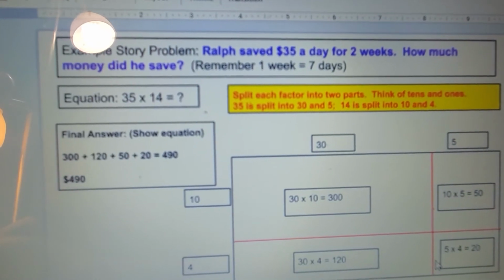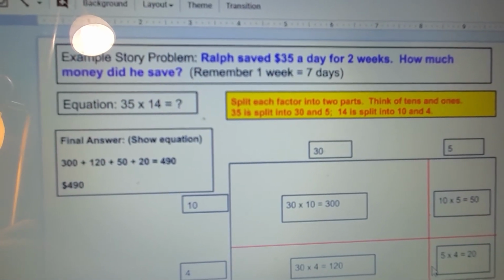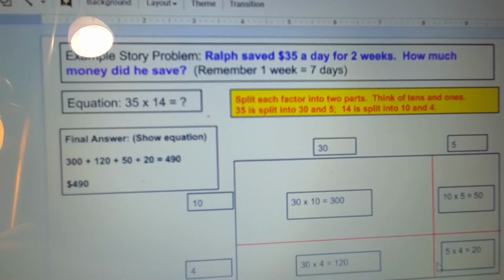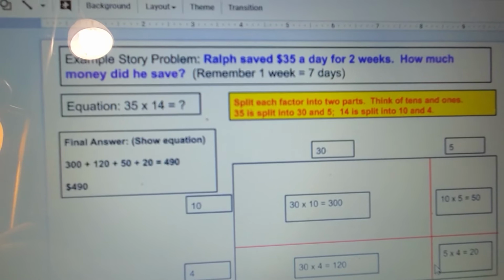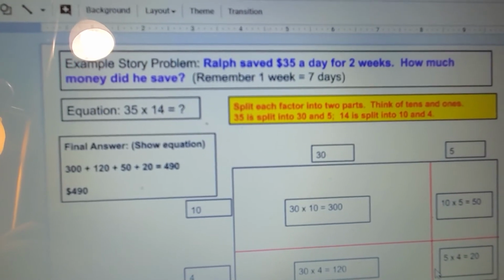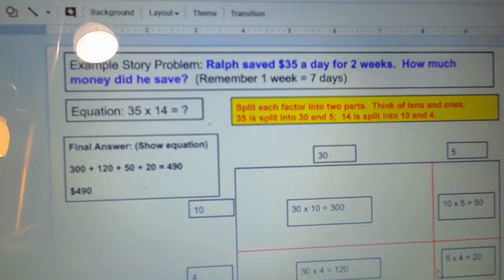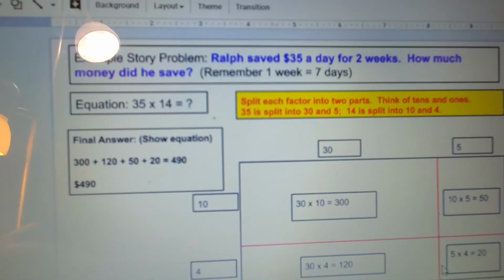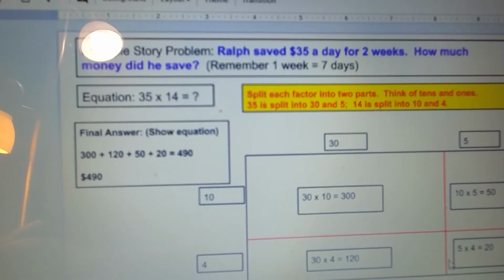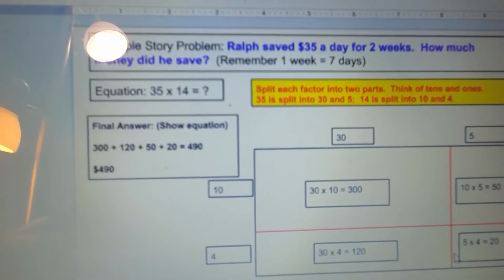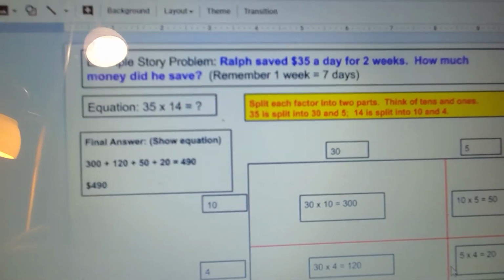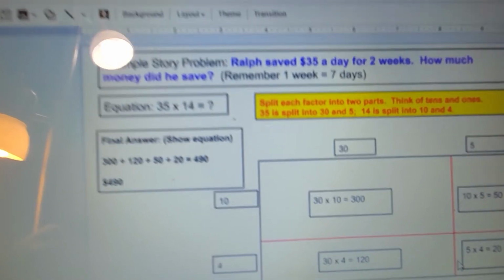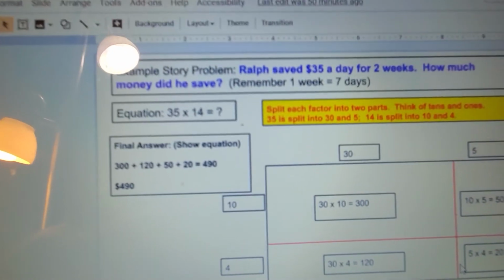So in this story problem, the group are the days. Now you say, how is that the group? Because each day he's saving money. So kind of think of the day as holding the money. There's 7 days in a week, so he saves $35 on Monday, $35 on Tuesday, $35 on Wednesday, $35 on Thursday, $35 on Friday, $35 on Saturday, $35 on Sunday. And he does that for 2 weeks. So that was just 1 week that I said. Now he does it a whole other week.